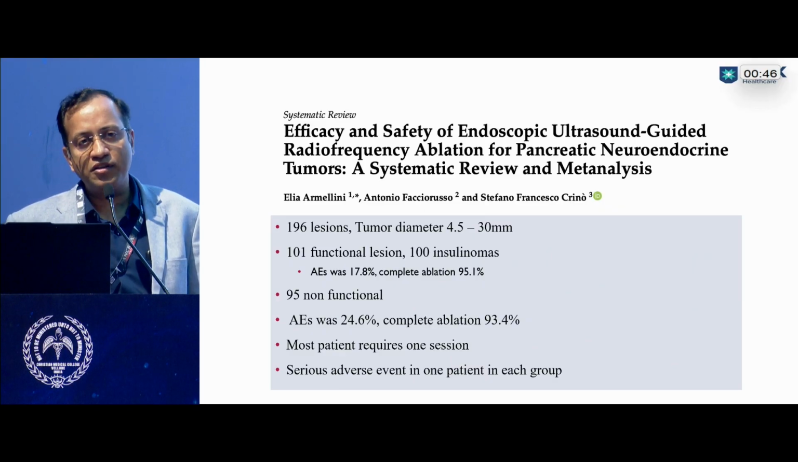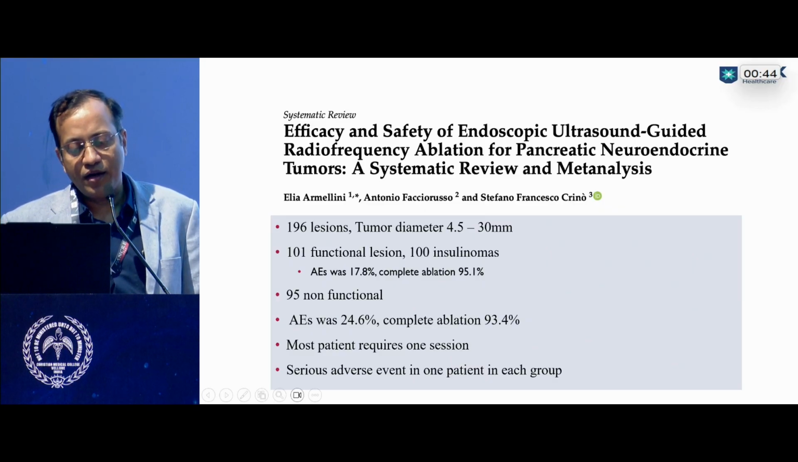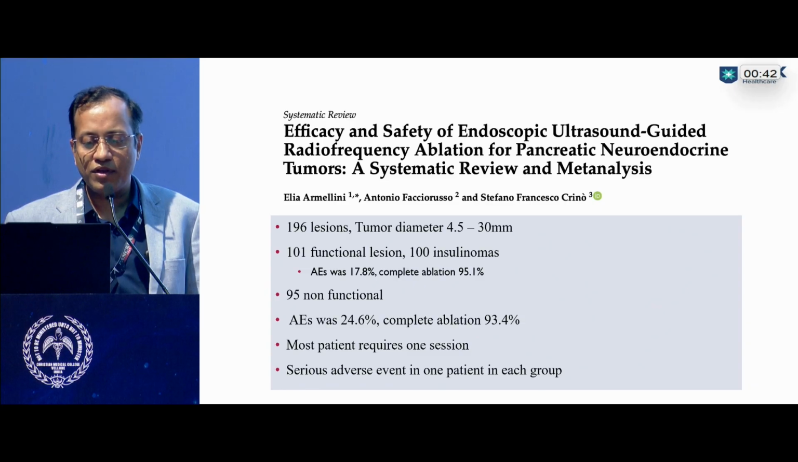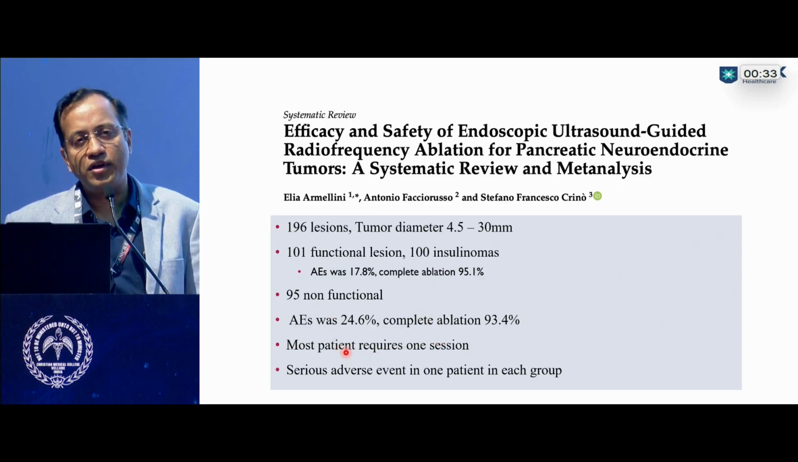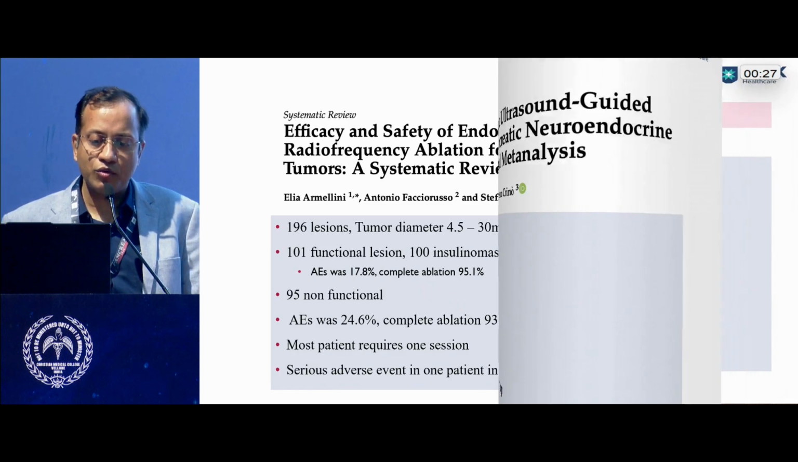101 patients had a functional lesion, mostly insulinoma, and 95 were non-functional. And we can see that the efficacy is more than 90%, and adverse events were seen in 20% of patients. Most of the patients require only 1 session, and there were no serious adverse events, only 1 in each group. So this is an effective treatment for pancreatic neuroendocrine tumor.